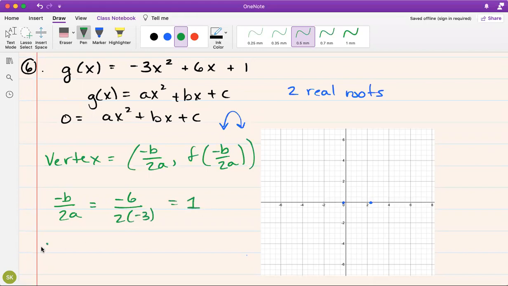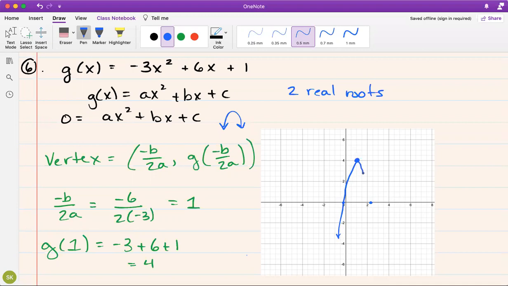And if we plug in, sorry, this should be a g because that's what I'm naming my function, so g. If I plug in 1 into this function, I get negative 3 plus 6 plus 1, which is 4. So I get 1, 4 right here. Put that in blue. And then my function is going to look like this.